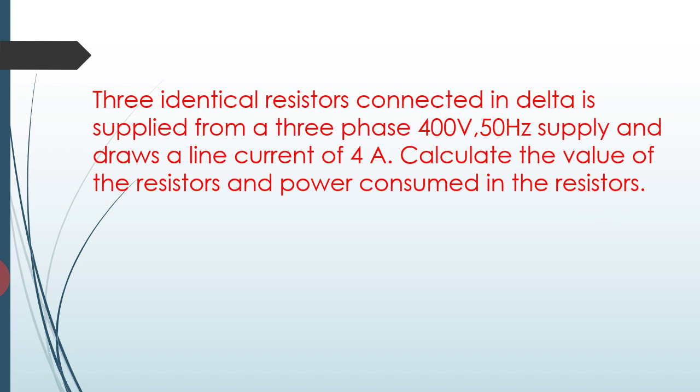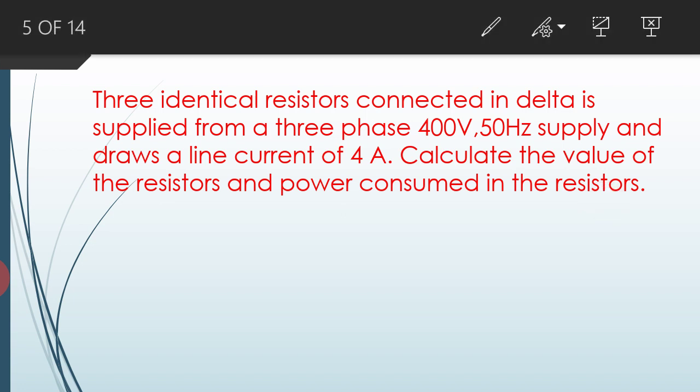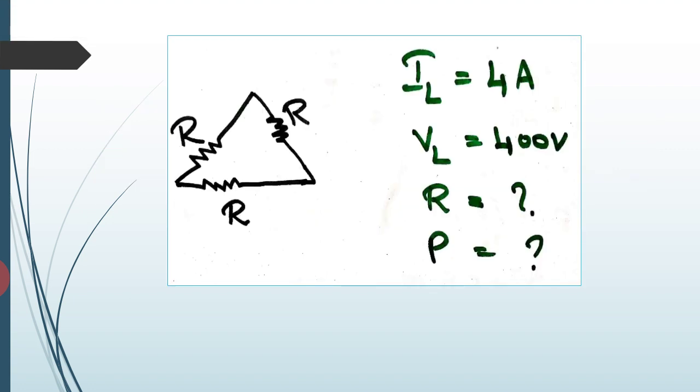Here in the question, it is given that 3 identical resistors are connected. So it is clear that it is not impedance. There is only resistor in the circuit. The diagram is shown here. And then we know that phase current means the current in this single phase. Phase voltage means voltage between these 2 points, that is between this single phase.